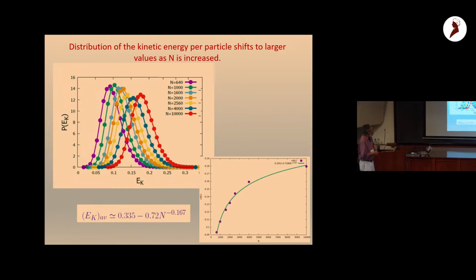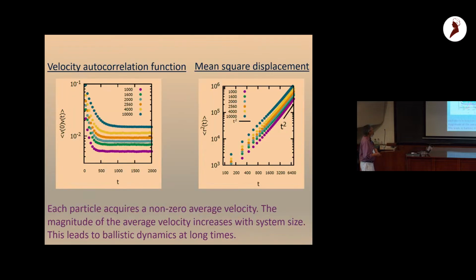For the positions, we didn't find anything interesting. It just looks like an ordinary liquid. Then we looked at the velocities, and I'll just quickly go through a couple of plots. We are looking at the autocorrelation function of the velocity of a single particle at time 0 and time t, how they are correlated with each other as a function of t.